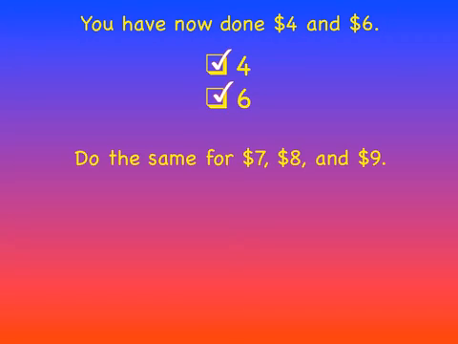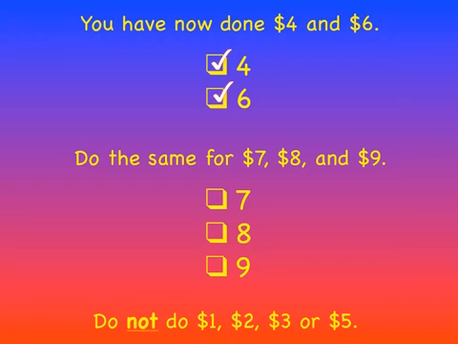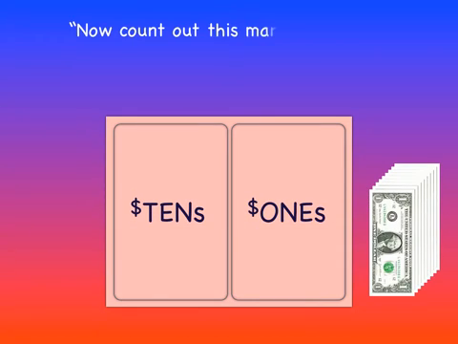"Well, you have now done $4 and $6." Do the same for 7, 8, and 9, but do not do $1, $2, $3, or $5. "Now, count out this many dollars." And you write a 0.